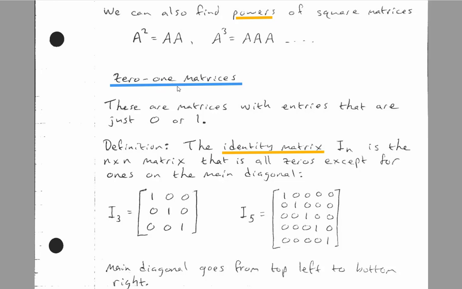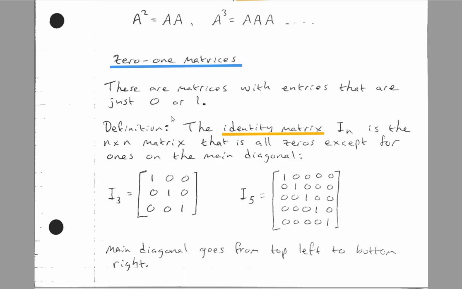So a special type of matrix is one that just contains the numbers 0 or 1. So those are called 0-1 matrices. No other numbers are allowed inside, just zeros and ones. Probably the most important 0-1 matrix is the identity matrix, with notation I subscript n.